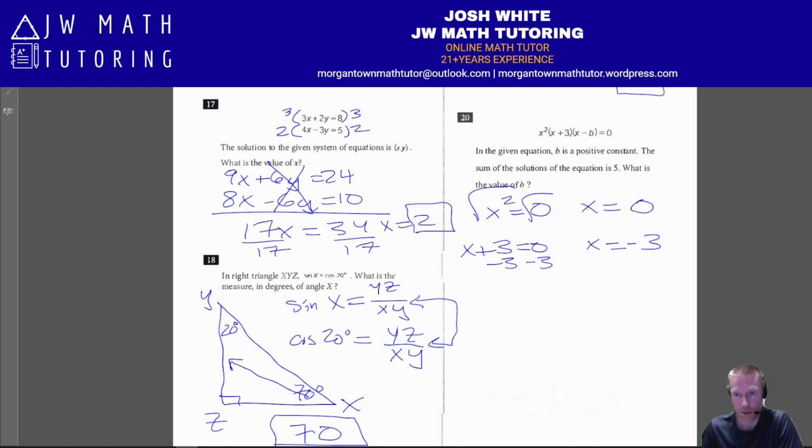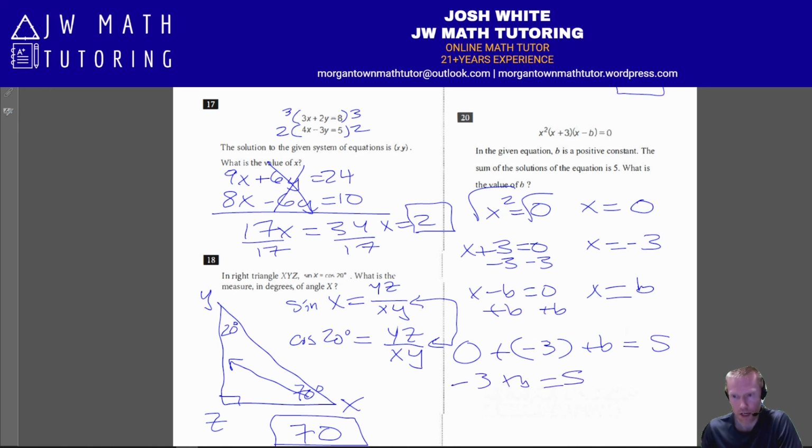And then the last one, if we solve it out, you would add b to both sides, and you would get x equals b. So the sum of these different solutions, 0 plus negative 3 plus b, is equal to 5. So negative 3 plus b equals 5. Add 3 to both sides. B is just going to equal 8. So all you're going to grid in is just the number 8.